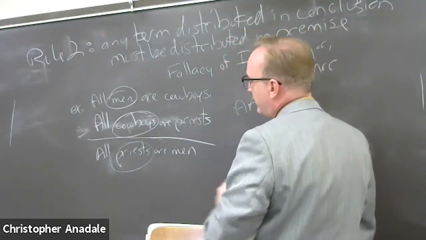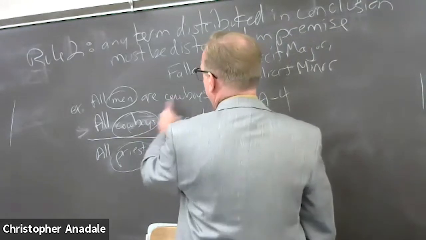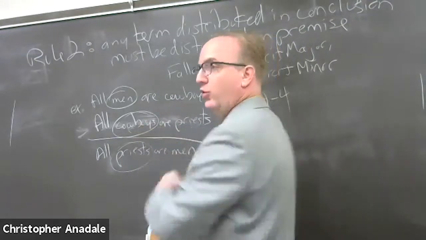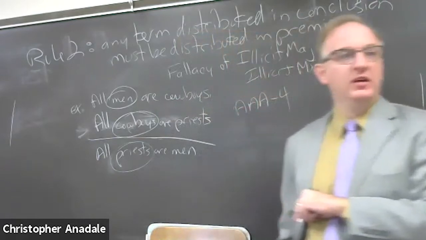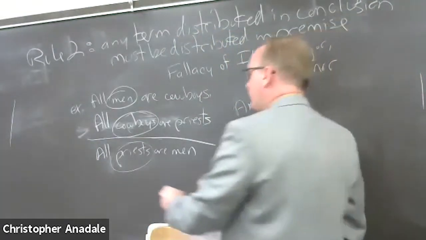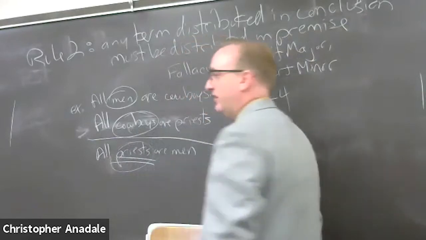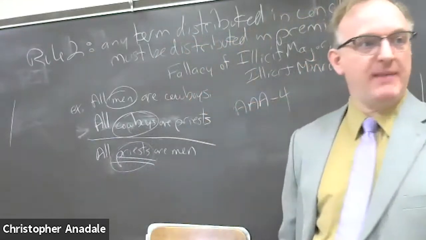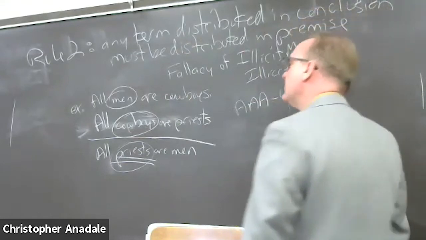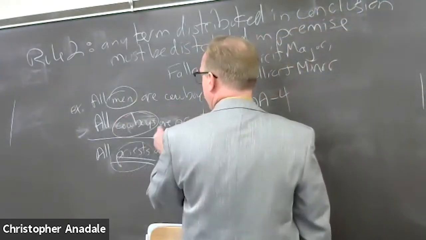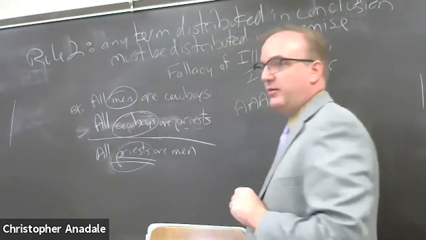I have a situation in which cowboys is my middle term. It is distributed, so there's no rule 1 violation. That's good. I know enough about cowboys to pay off this conclusion. But I have a distributed claim being made about priests. All priests, every last one of them, is a man. That happens to be true, but for the time being, we'll bracket that. But I don't have a distributed claim about priests in my minor premise.